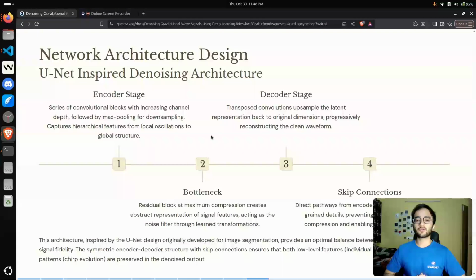And then, of course, there is a decoder stage which uses transposed convolutions to upsample the representation back to the original dimensions, which reconstructs the clean waveform. The skip connections make direct pathways from encoder to decoder, preserving fine-grained details, which is otherwise not possible.